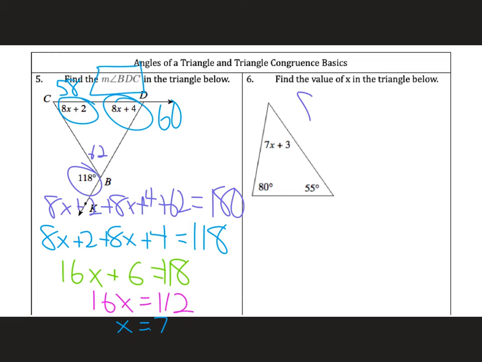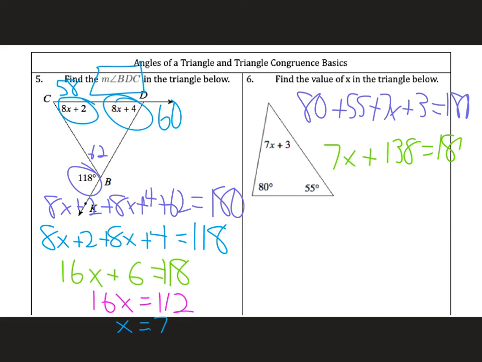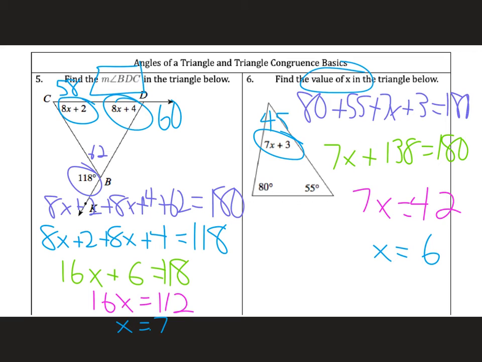Now we have a triangle. Well, the angles of a triangle add up to 180. So 80 plus 55 plus 7x plus 3 equals 180. And I think most of us are going to add the 80, the 55, and the 3, so that's 138, plus 7x equals 180. And then we'll subtract the 138 from both sides, so that's 42. And then we will divide by 7, so we get 6. Now it says find the value of x. We have found the value of x. If we want to, we can plug in. 6 times 7 is 42, plus 3 is 45. 45 and 55 makes 100, plus 80 is 180. So we did the problem correctly.